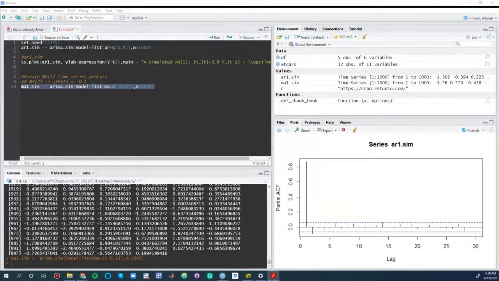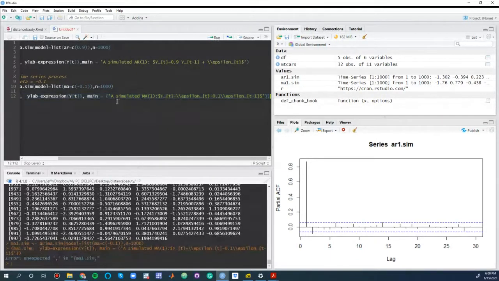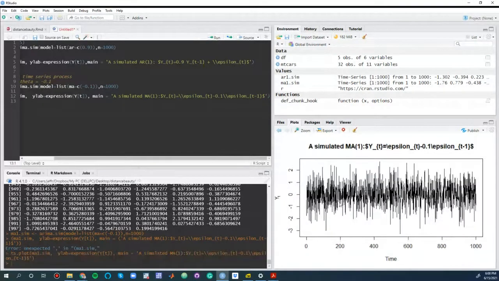So it's the same. I need to plot it out using ts.plot, right? So plot it out. This should be okay. No. This is my MA1. So as you can see, this is very stationary as well.